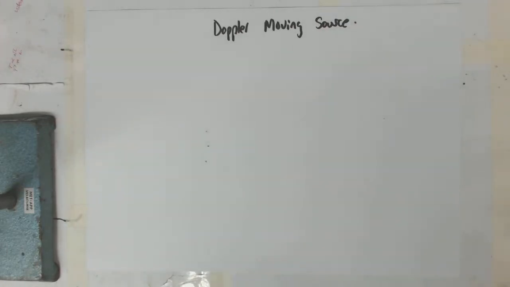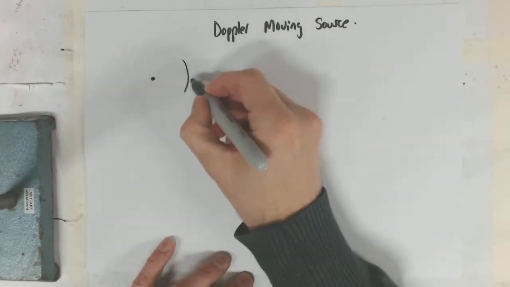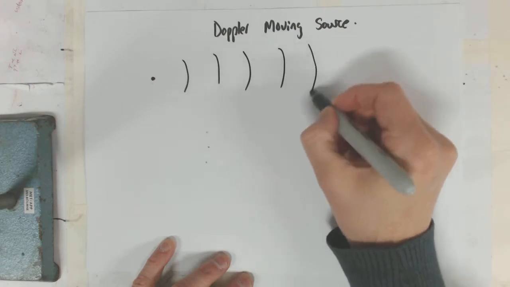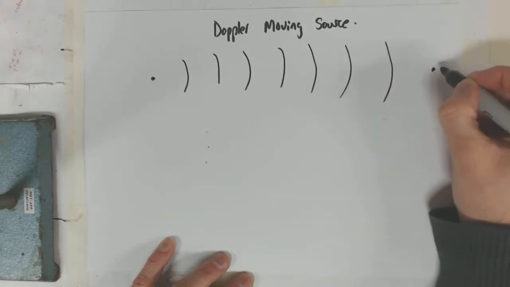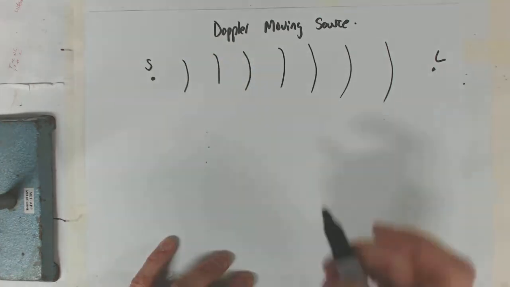Alright, what we're going to look at here is the Doppler effect for a moving source. We're going to try and derive the equation for it. We've got a source over here. It puts out waves. We've got a listener over here. We'll call the listener L. We'll call the source S.